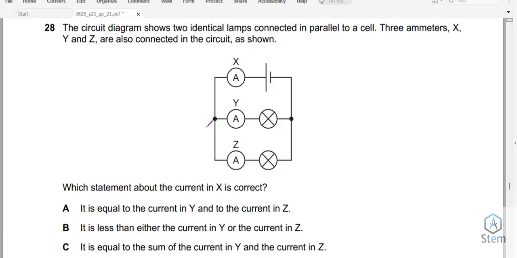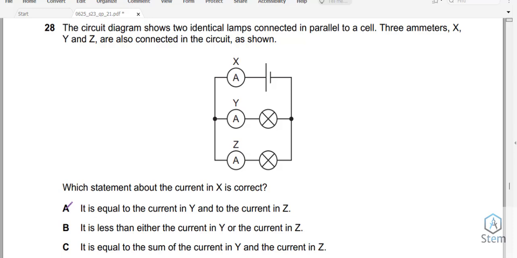Let's see. The current that passes through X comes to this junction here. We call it a junction. And it is going to be split into current that is going to pass through Y and current that is going to pass through Z. So current in X is equal to the sum of current in Y and Z. A is not correct.